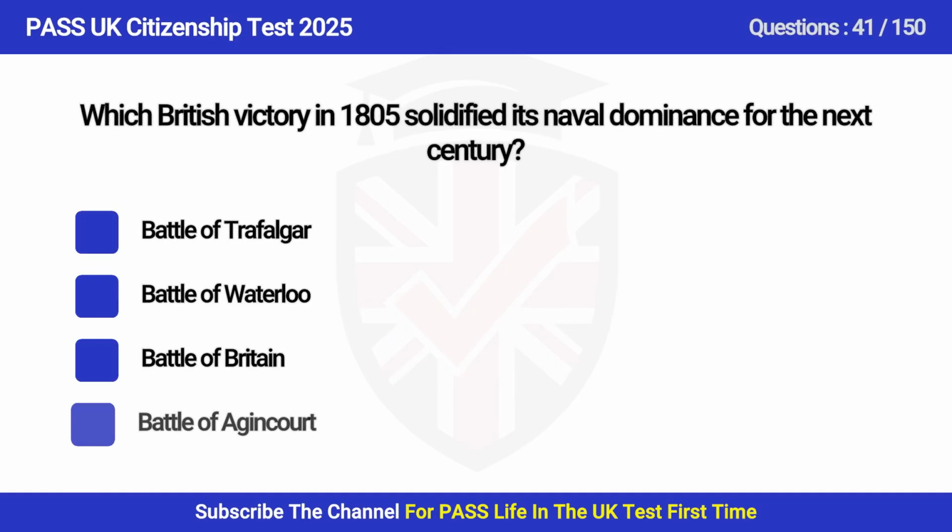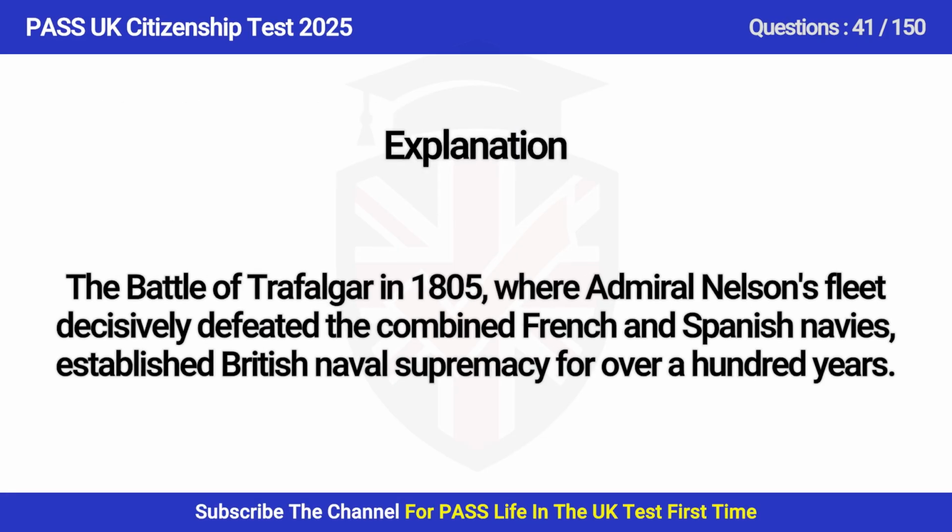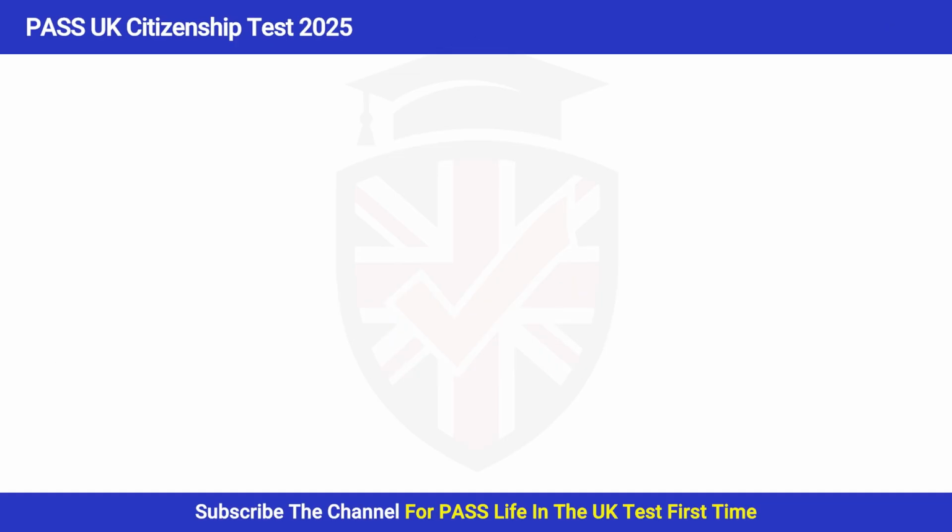Question 41. Which British victory in 1805 secured its naval dominance for the next century? A. Battle of Trafalgar. B. Battle of Waterloo. C. Battle of Britain. D. Battle of Hastings. Answer is A. Battle of Trafalgar. The Battle of Trafalgar in 1805, where Admiral Nelson's fleet decisively defeated the combined French and Spanish fleets, established British naval supremacy for over 100 years.